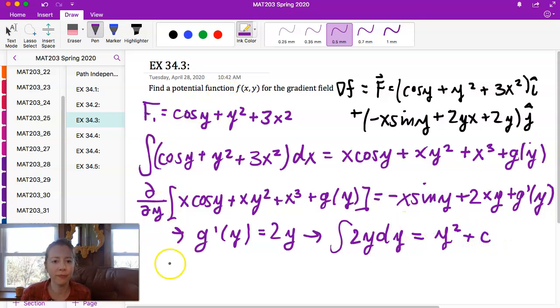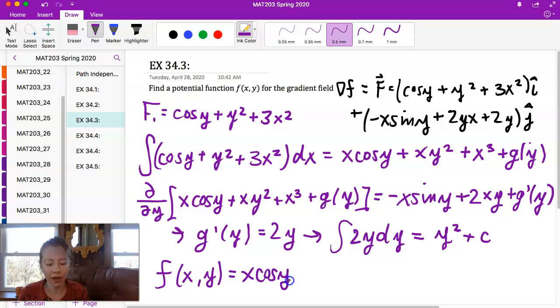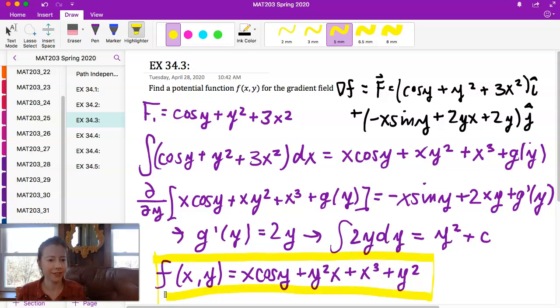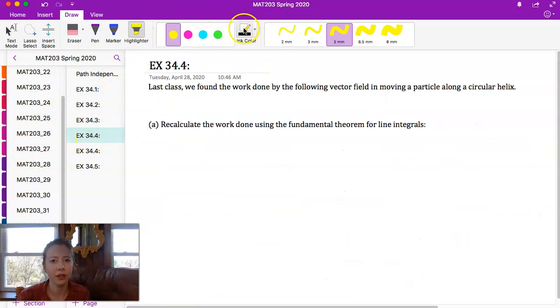And then putting our final pieces together, we get that our potential function is x cosine y plus y squared x plus x cubed plus y squared plus whatever you want to make your constant. Once again, I'm just going to make it 0. All right, there goes another. So let's try something a little different.